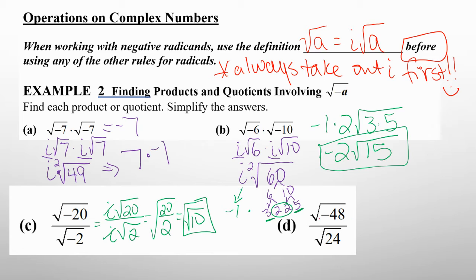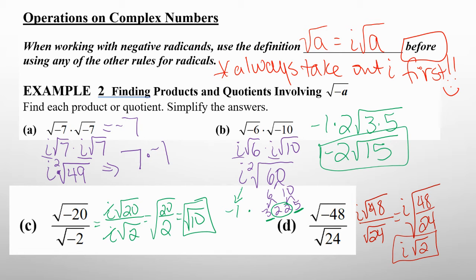Letter D, pulling out the i, the 48, the 24, we leave it. Because these are both radicals, we can say 48 divided by 24. 48 divided by 24 is 2. We cannot take the square root of 2, so we leave that alone, and that is i square root of 2.